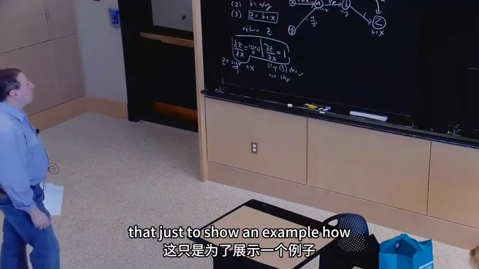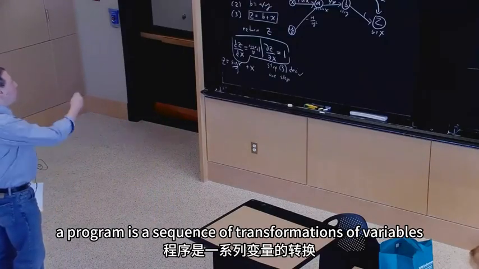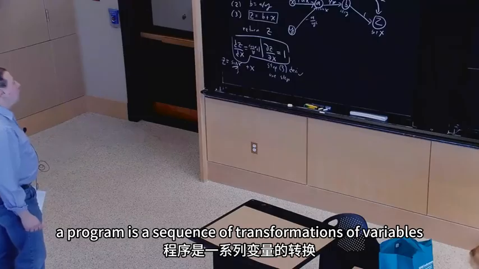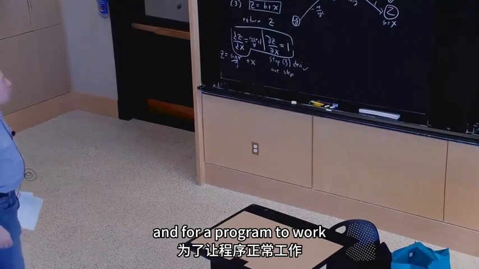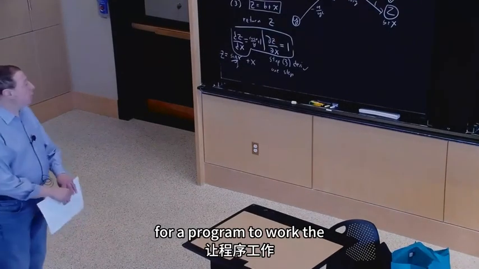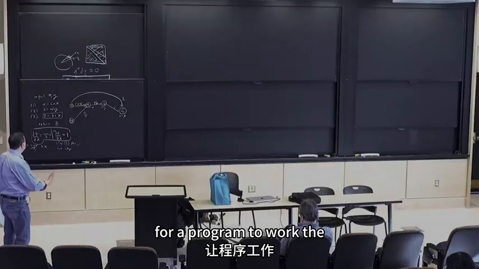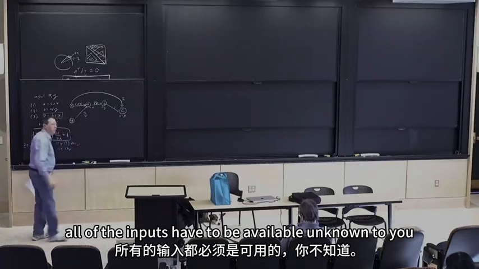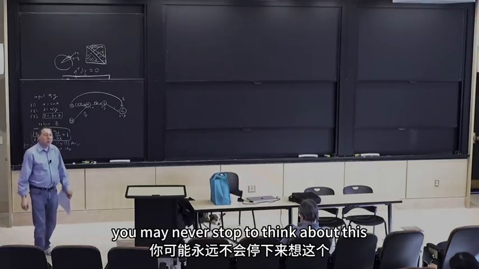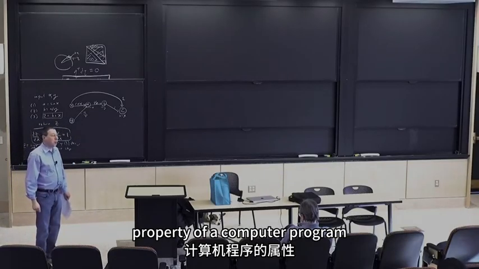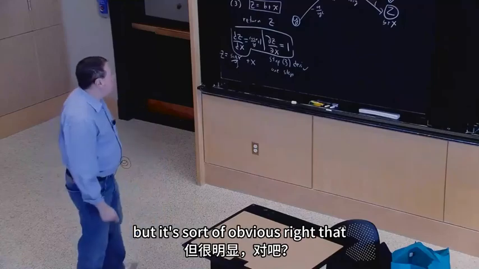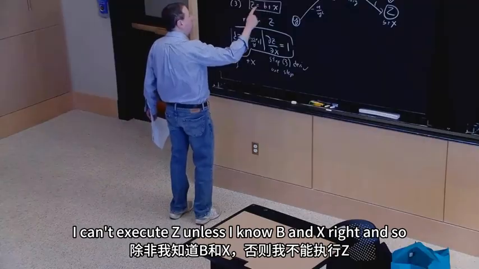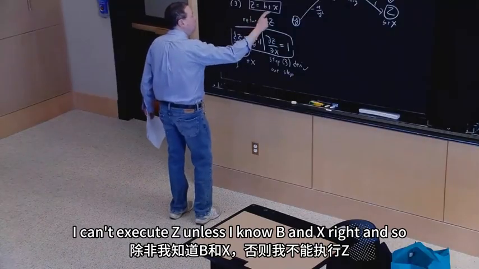That just shows an example of how a program is a sequence of transformations of variables, and for a program to work, if you're at any time at a node, all of the inputs have to be available and known to you, right? You may never stop to think about this property of a computer program, but it's obvious, right? I can't execute b unless I know a and y, right? I can't execute z unless I know b and x, right?